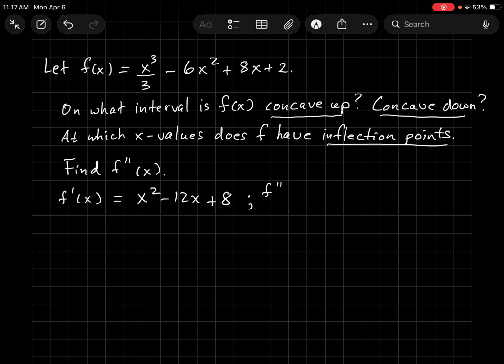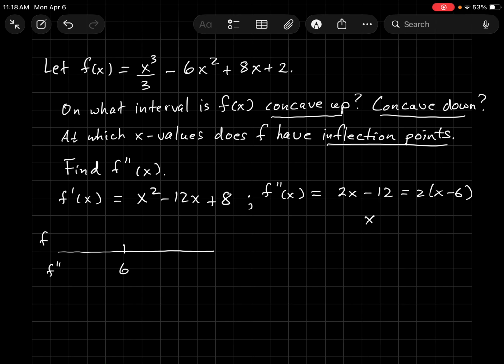That'll help us find our second derivative, f double prime, which is 2x minus 12, or 2 times x minus 6. Like we did with local extrema, I'm going to build a sign chart, but this time with f double prime down here. I'm going to plug in the zeros of f double prime, in this case 6, and then we'll test values on either side of 6.